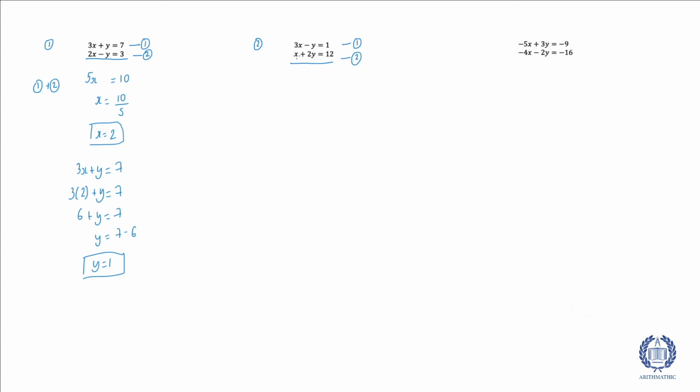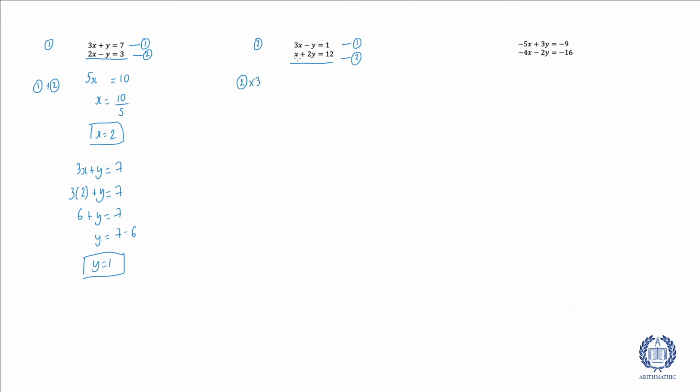Now, what I can make x the same is to be 3. And the way I can do this is I already have 3x in equation 1, but I can make the equation 2 with this x to be 3. And the only way I can make this x to be 3 is times it by 3. So what I say is equation 2 times by 3.